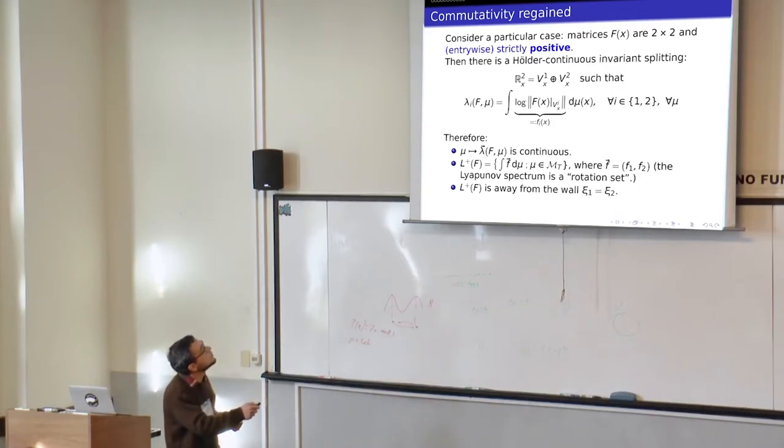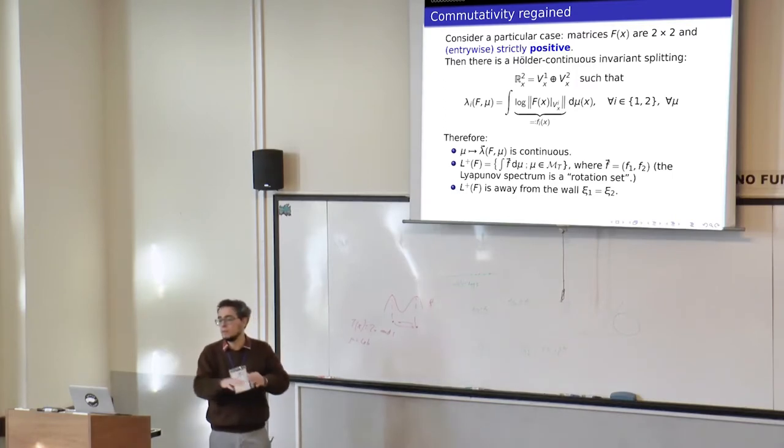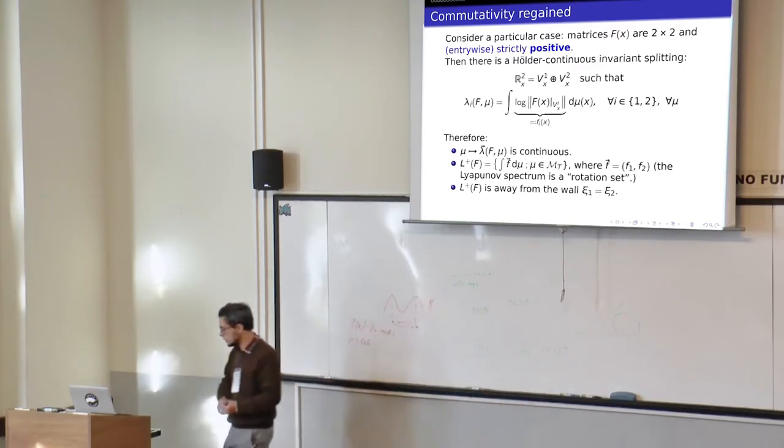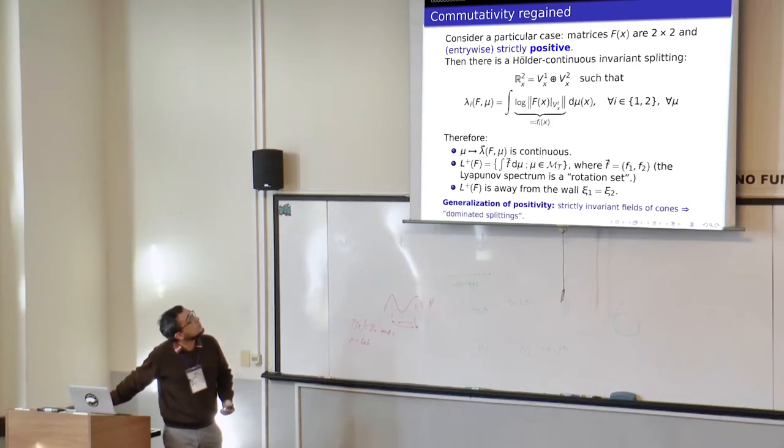So now the Lyapunov exponent is continuous. And the Lyapunov spectrum is just the set of integrals of these vector-valued functions. It's something called a rotation set. And by domination, this set is also away from the wall. So in this case, it's very well behaved. And then your spectrum will be something convex, etc., right? The important word here is dominated splitting.